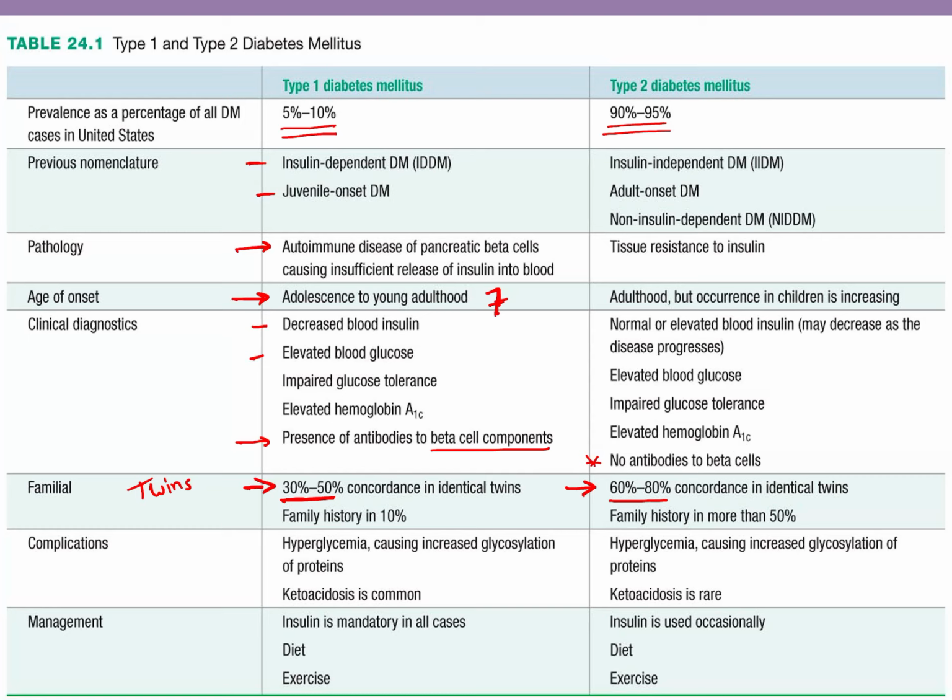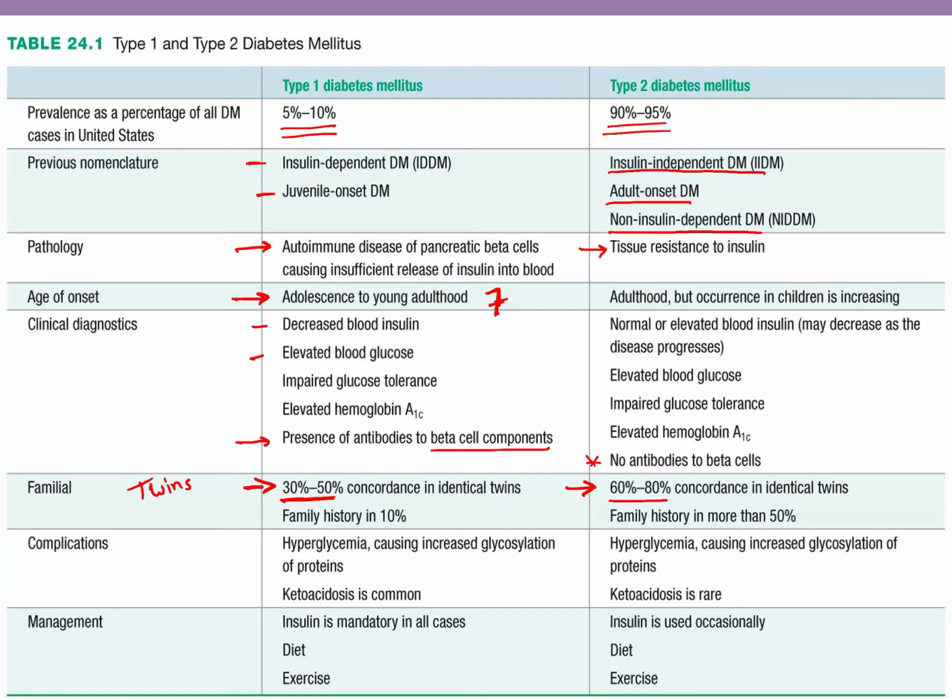So let's take a look at type 2 diabetes. Type 2 diabetes is the most prevalent form, of course, and it's called insulin independent, adult onset, or non-insulin dependent. So for people with type 2 diabetes, they do have insulin. Their beta cells are fine. They're making insulin, but the tissues are not responding to the insulin. So the pathology is that the tissue is resistant to insulin.